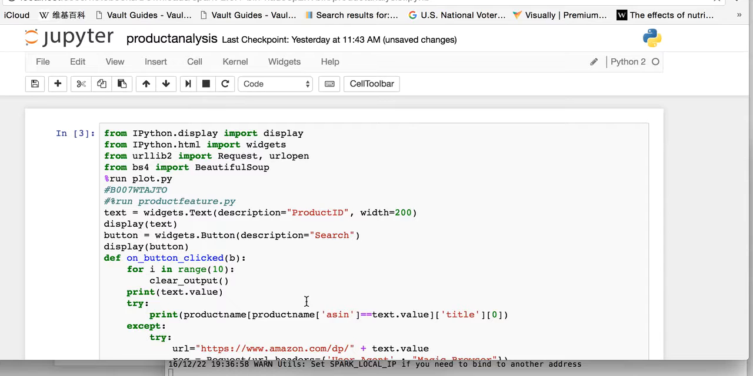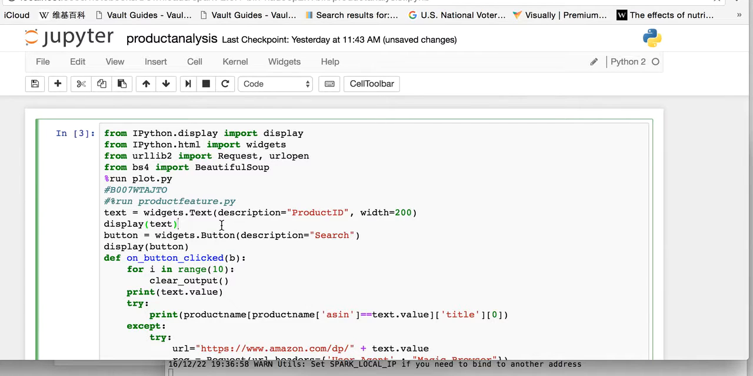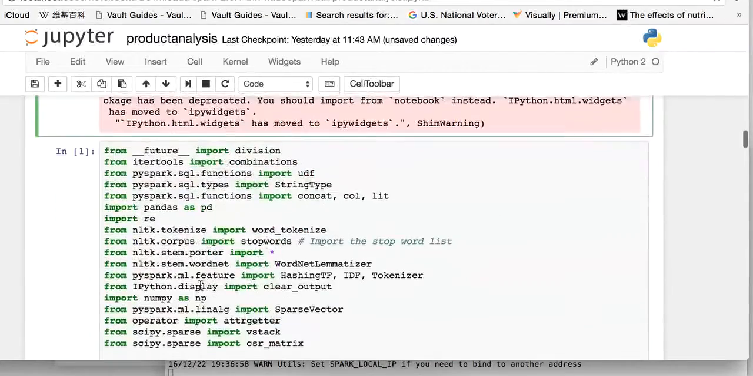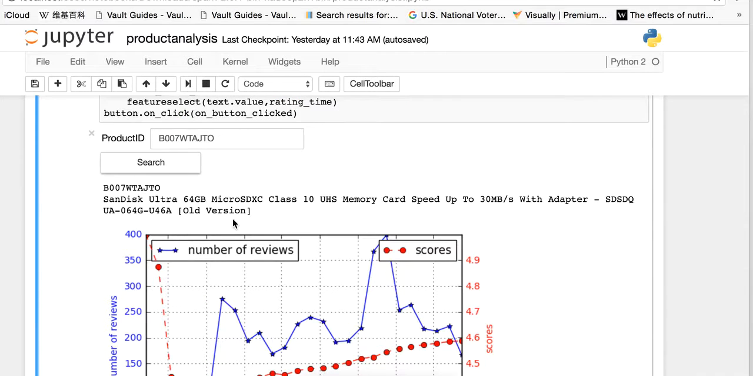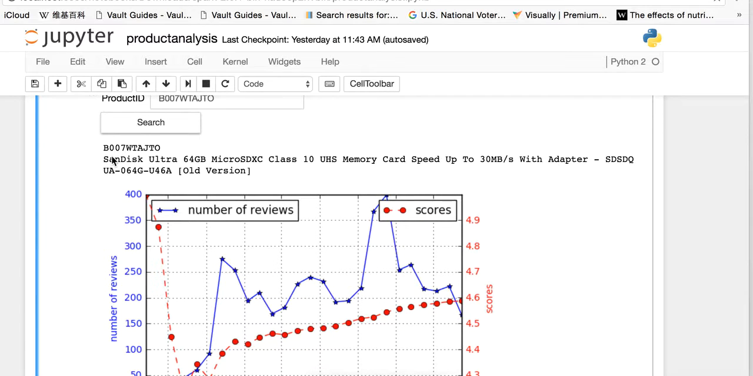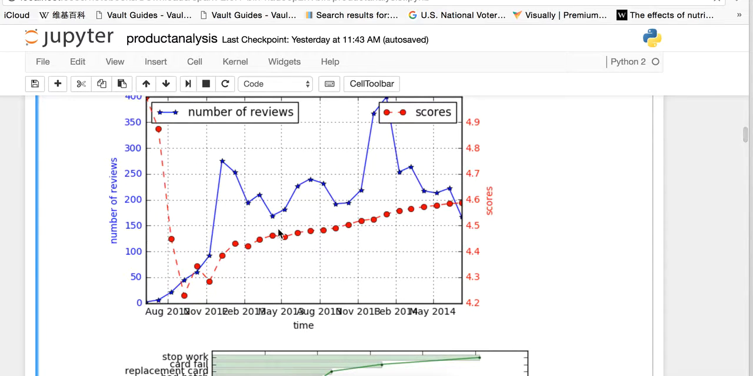Now let's move to the demos. So here is our IPython notebook. We first input the product ID. So here comes the result. It shows the name of the product. So this one is a 64 GB memory card. And it shows how the score changed with the time and also the number of reviews.